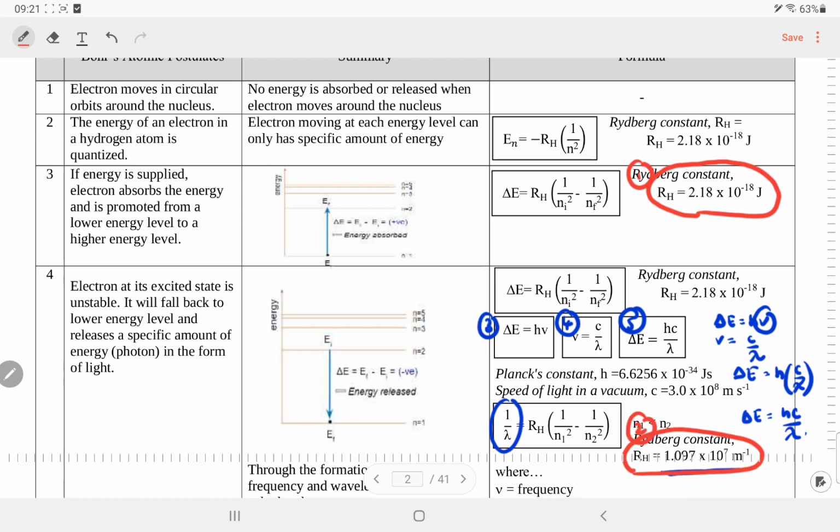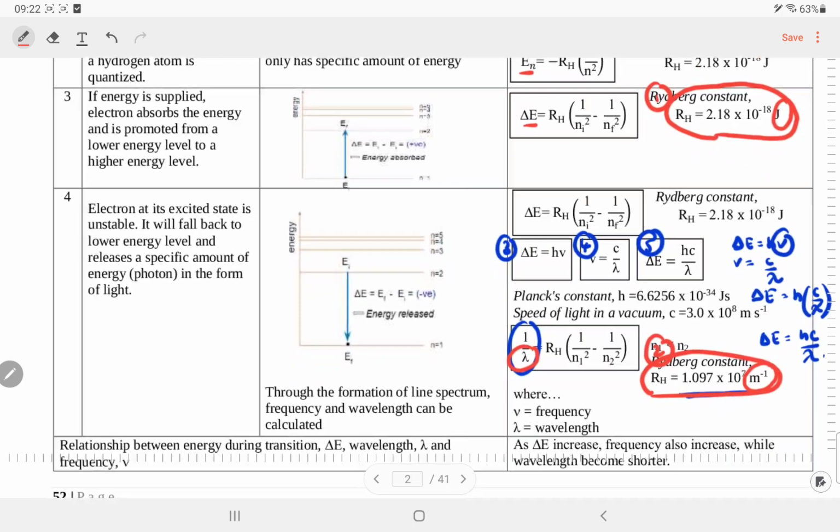Bila masa nak guna the first RH, bila masa nak guna the second RH adalah, first RH ni kalau kita tengok dia dalam unit joule. So dia digunakan untuk delta E, delta E. Joule ni adalah energy. Okay. And kalau kita tengok RH yang kedua, dia unit adalah dalam per meter. So per meter of course kita guna dalam lambda. Lambda ni adalah panjang gelombang. Panjang dia mesti dalam unit meter. Dia tak boleh dalam unit joule. So RH ini digunakan dalam lambda, bukan dalam energy. Okey, itu sahaja.